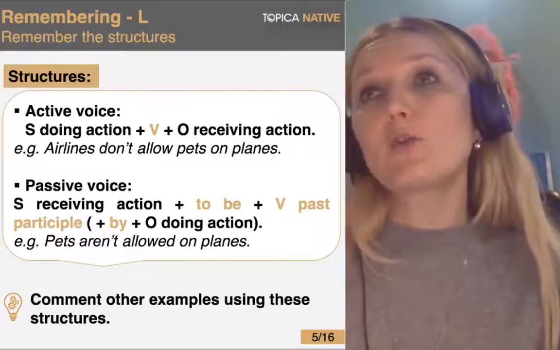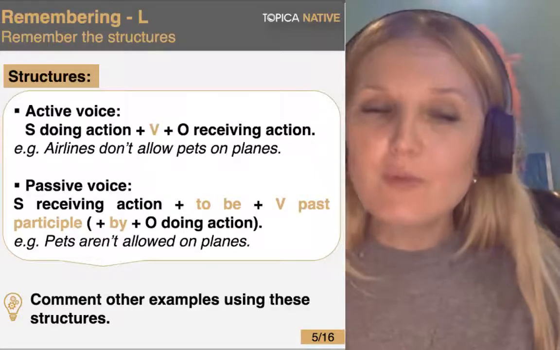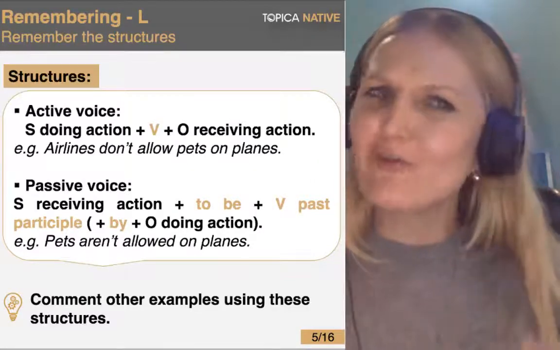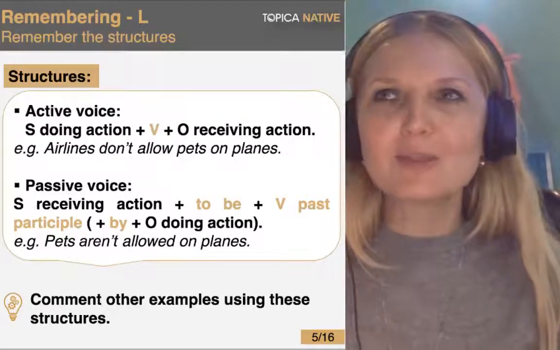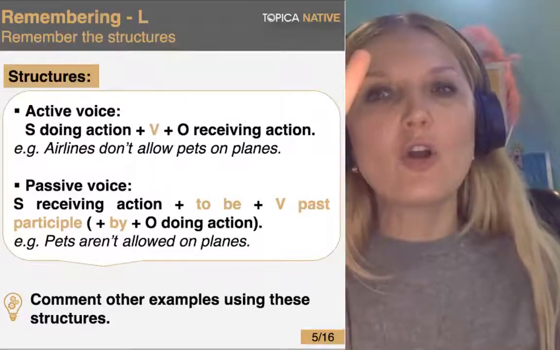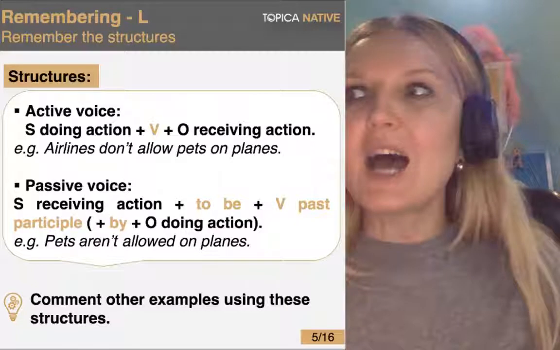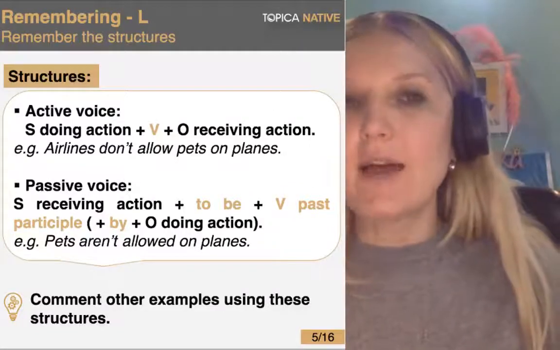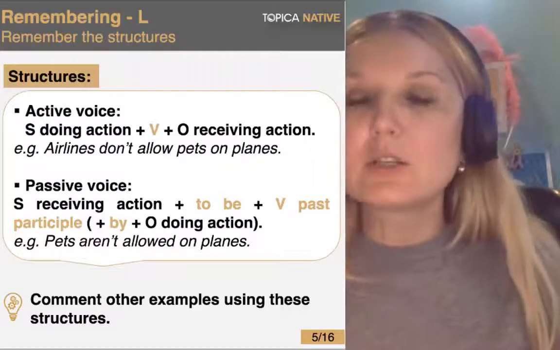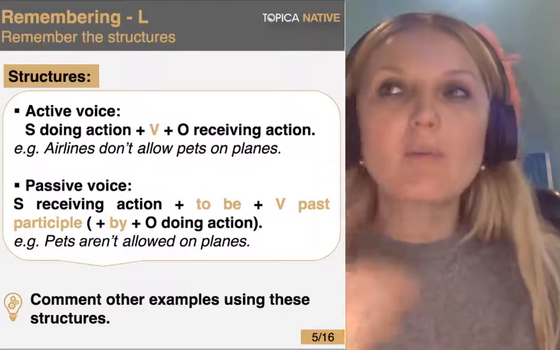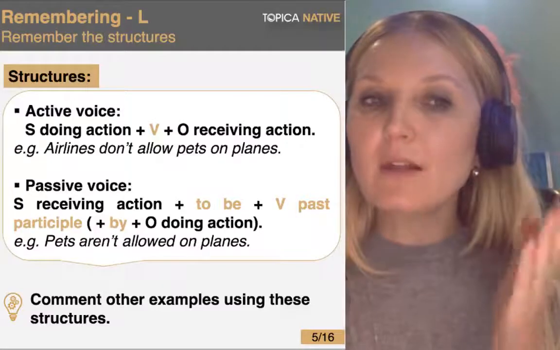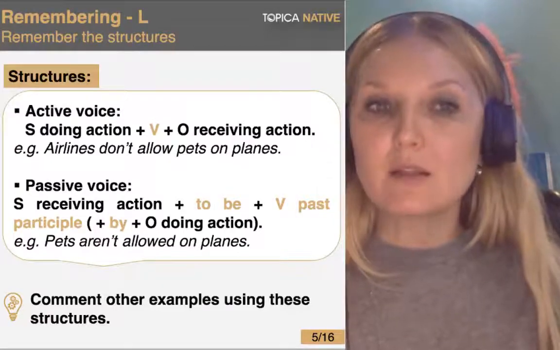If it's, of course, an irregular verb, remember the table of a lot of verbs, past simple and past participle, the third column. For example, do, did, done. Make, made, made. Go, went, gone. Leave, left, left. Buy, bought, bought, and so on. So just remember the third column. So pets aren't allowed on planes, right?